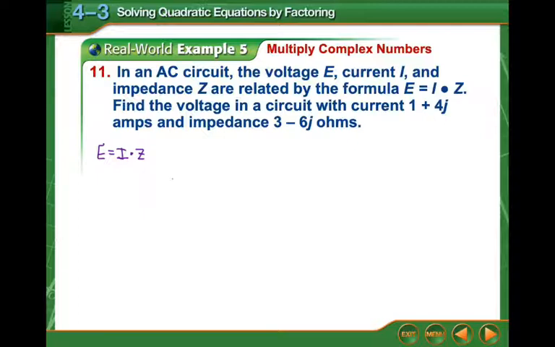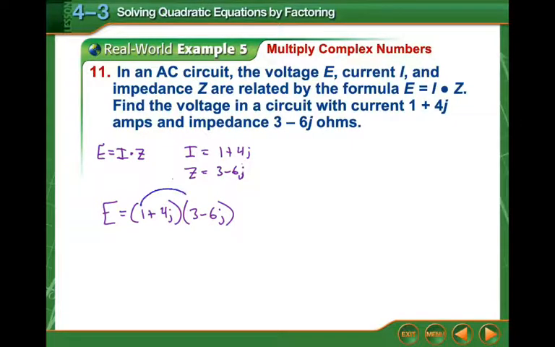And so now, again, we know that E is equal to I times Z. So we know that I is equal to 1 plus 4J. Z is equal to 3 minus 6J. So we're just going to multiply these together. Multiplying binomials, just like we were doing earlier today. So 1 plus 4J times 3 minus 6J. We're going to FOIL it.